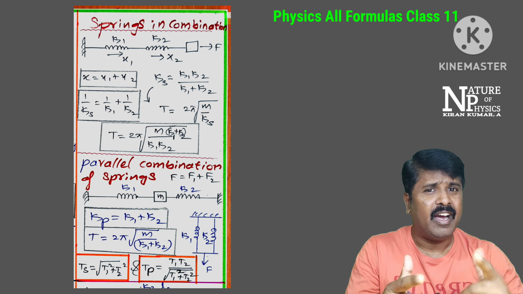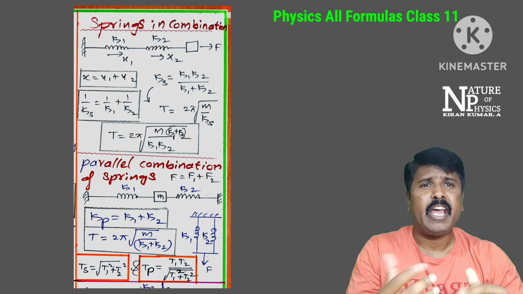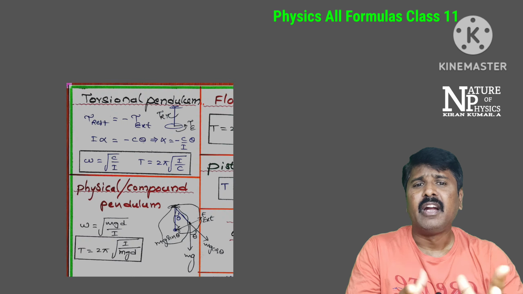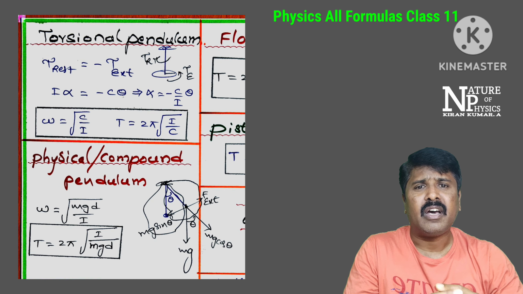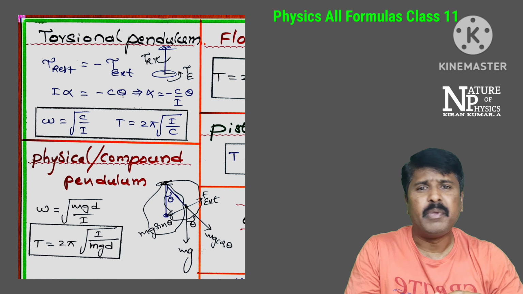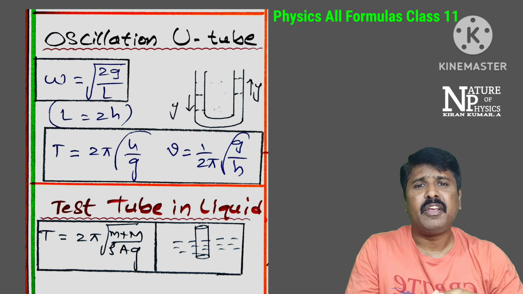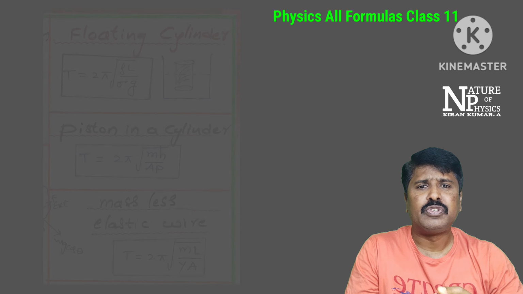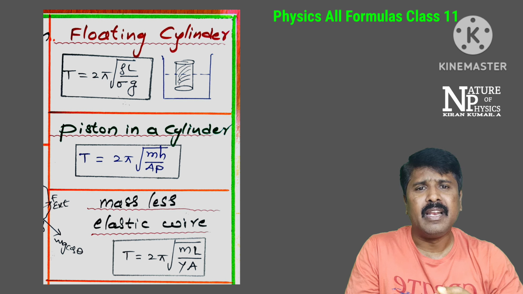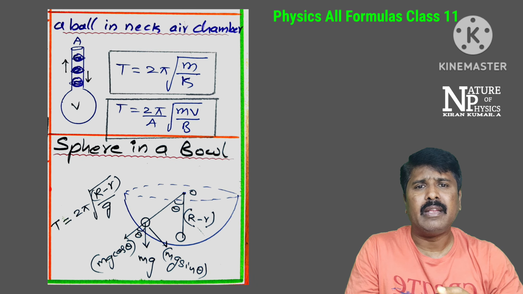I gave you perfectly, and also series combination of springs, time period, and parallel combination of springs, time period also I gave you, and torsional pendulum and physical pendulum, time period, angular velocity formulas clearly on the screen, student. And oscillating U tube also given, okay, time period frequency equations I gave you, and test tube in a liquid given, and floating cylinder on the water also given, position in a cylinder also clearly given, a ball in the neck of an air chamber also clearly given, like a specific gravity bottle, time period.